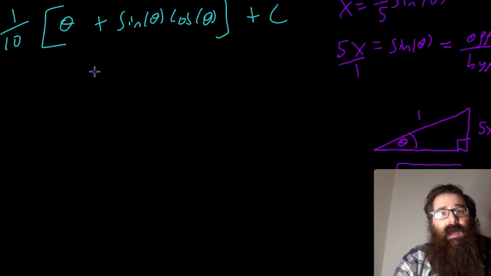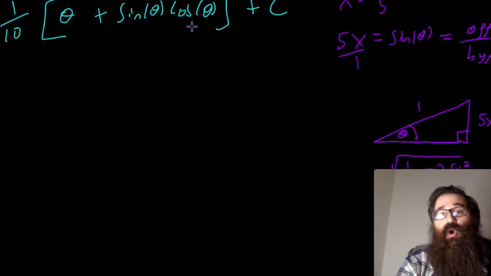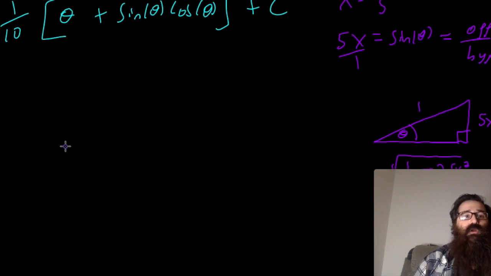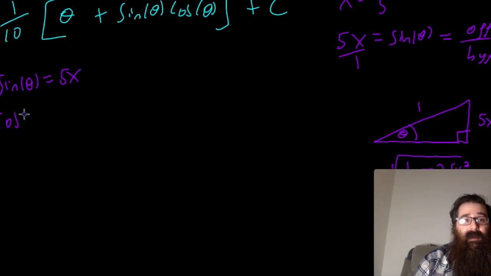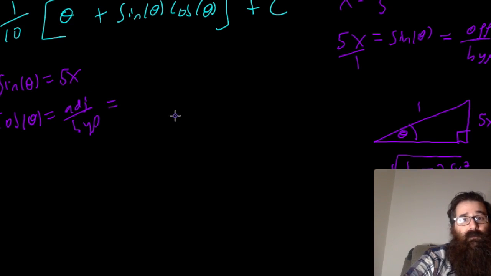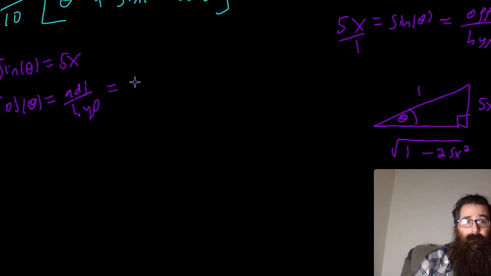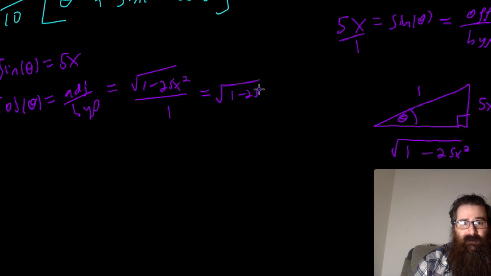Now what am I replacing? I'm replacing theta, sine theta, and cosine theta. Now I already know what sine of theta is. Sine of theta is 5x. I said that early on. So I already knew that. I didn't need to do anything to find that. Cosine, however, remember that's the CAH from SOHCAHTOA, that's the adjacent over the hypotenuse. And here the adjacent side we solved for as radical 1 minus 25x squared. And then over the hypotenuse is 1. So that just gives me the square root of 1 minus 25x squared for cosine theta.